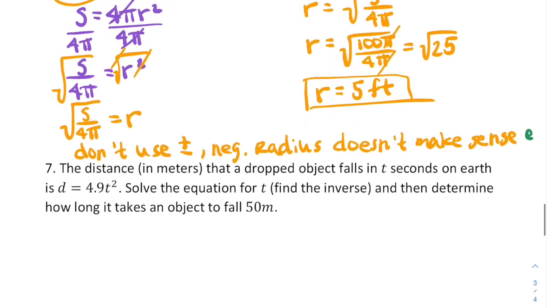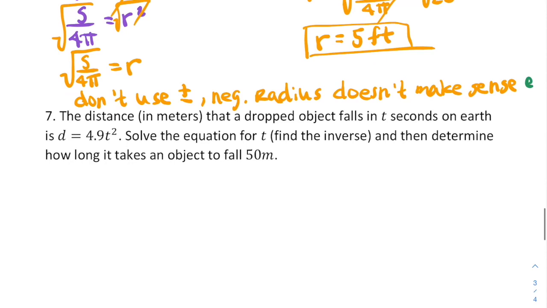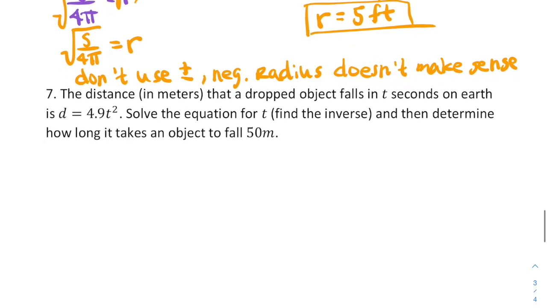All right, let's take a look at what might be a physics problem. So the distance in meters that a dropped object falls t seconds on Earth is d is equal to 4.9 t squared. Notice that we have a decimal starting out, so we're probably going to have a decimal answer. Solve the equation for t, so we're finding the inverse again, and then determine how long it takes for the object to fall 50 meters.